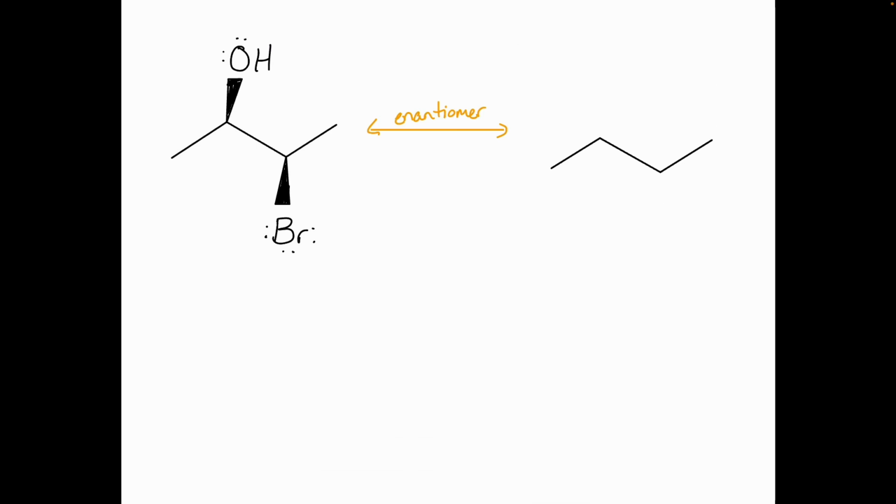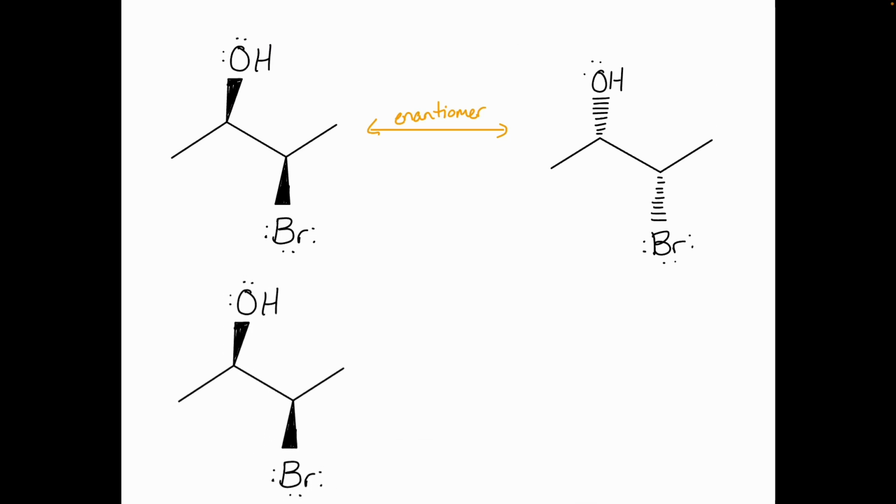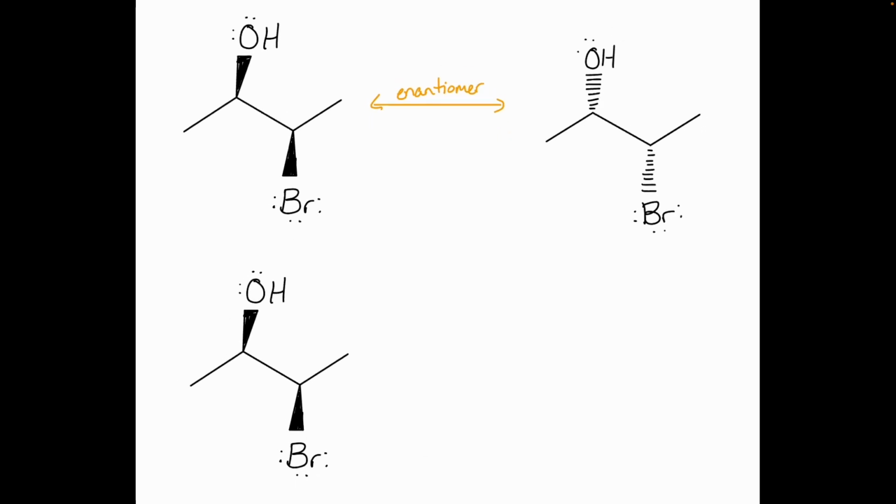All right, so I'll do it the easy way here. I'm just going to flip both of these wedges to dashes, and that creates my mirror image. All right, so then what if I just took one of these? I'm going to just take that hydroxyl bond, and I'm going to flip that one, but I'm going to leave the bromine the same.